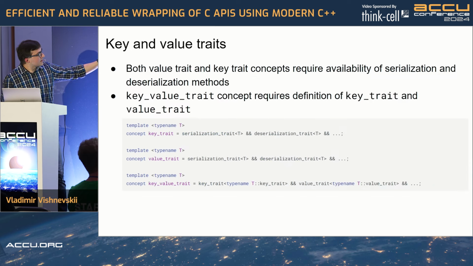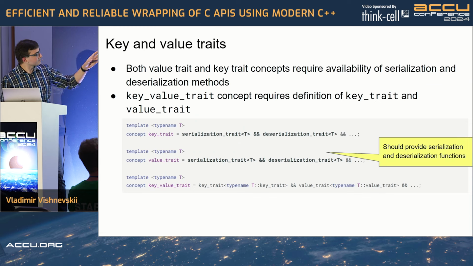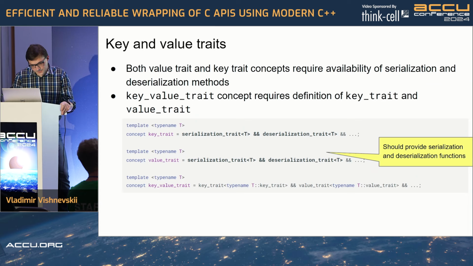So the key trait and value trait are actually a combination of serialization trait and deserialization trait. This is how our concepts for key trait and value trait look. Some extras are possible, where we might need some extra constraints, but the key-value trait then contains the key trait and value trait. So just a simple combination.